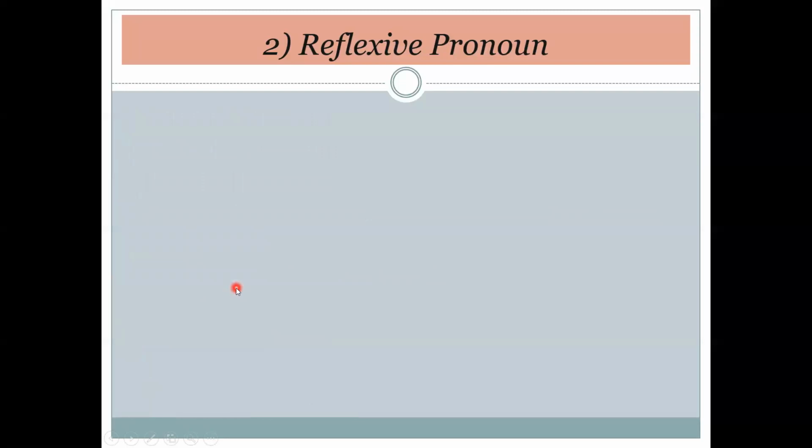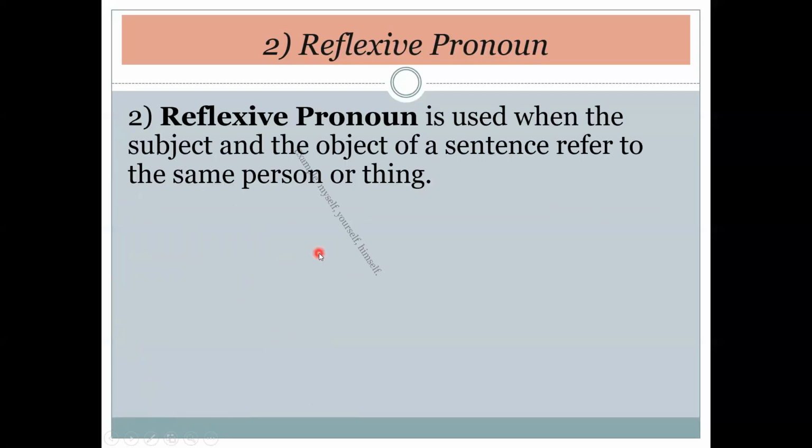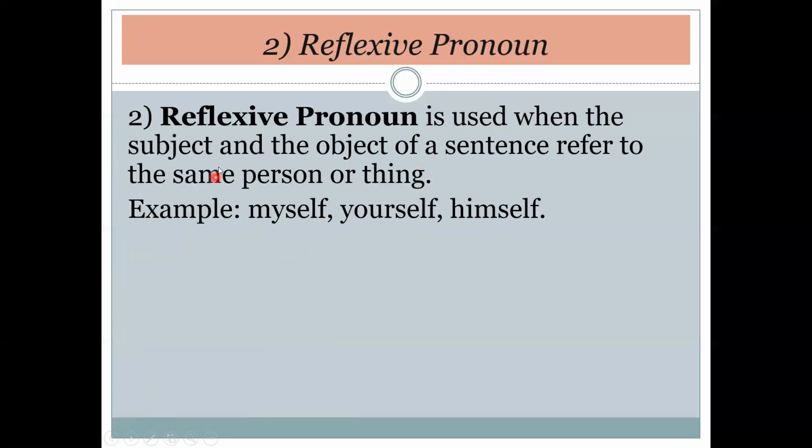Now, this is number two, reflexive pronoun. Reflexive pronouns are used when the subject and the object of a sentence refer to the same person or thing. Examples: myself, yourself, himself. Here they are discussing the same person or thing.